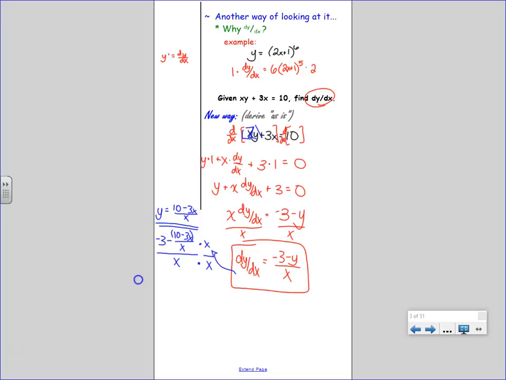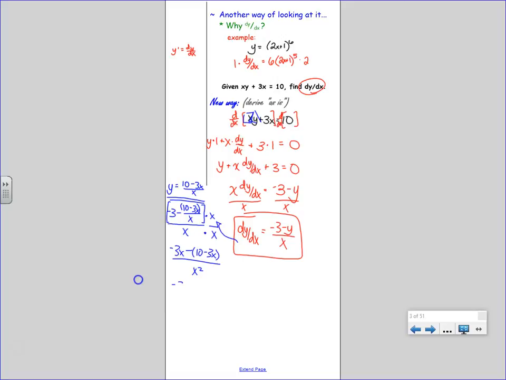The x would distribute in. We would get negative 3x minus 10 minus 3x, because the x's cancel on the second term. On the bottom, I get x squared. And this should look kind of familiar, because to be honest, this is exactly what we got when we did quotient rule. It's just another form of the same thing. It's just looking a little different because we had x's and y's all mixed together.